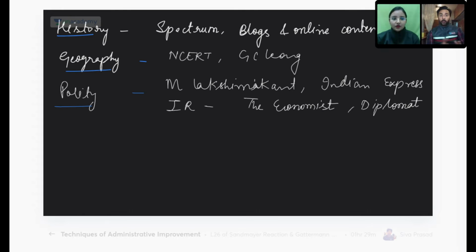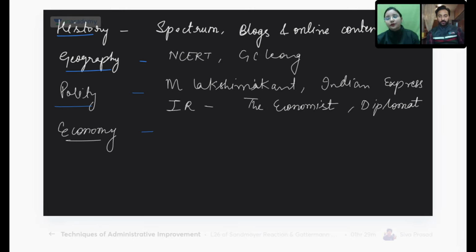What else? ORF does a very good job of reporting on some political issues and on some international relations issues. You can even pick up books if you have time by people like Ambassador Shyam Saran and Ambassador Shivshankar Menon. They've written very readable books, so that gives you a good perspective.